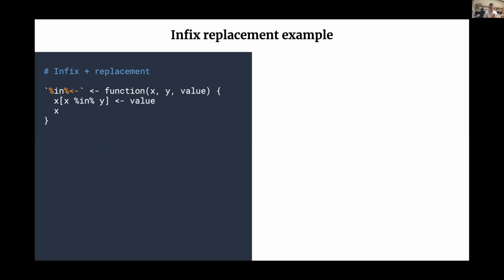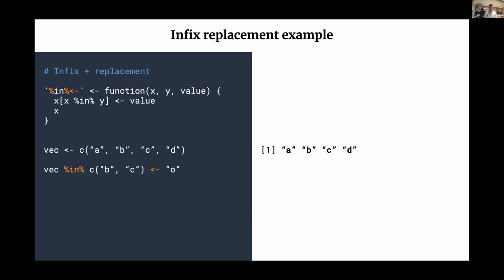This is a very simplistic function you can write in R. If you look at the body, it's doing a very simple thing. It checks if Y elements are in X, and for every such element, it replaces the value in X with an optional value from this function. So just an example of how it would be used.